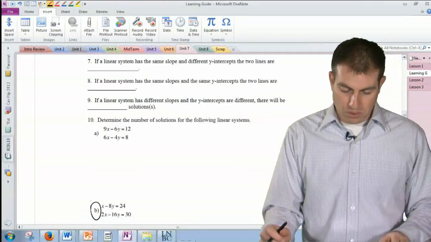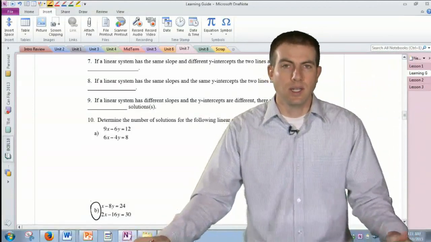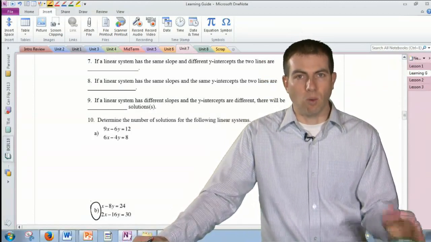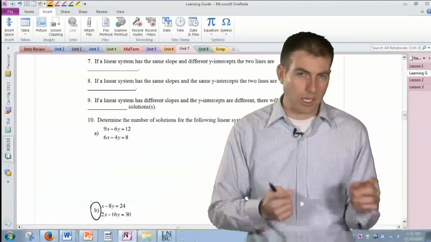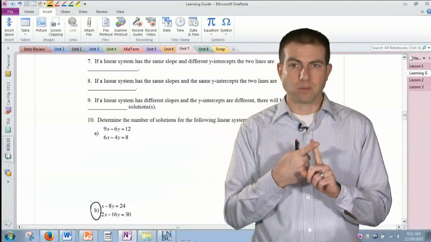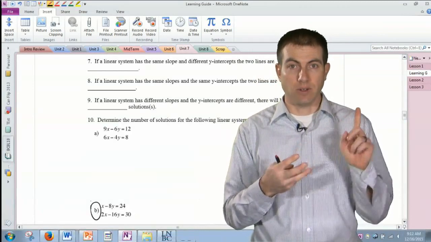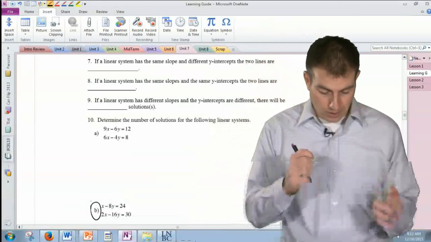So it says determine the number of solutions for the following linear system. So with a question like this, we're not actually solving the system. We don't need to find out what the solution is. It just says how many solutions are there. Remember, there's 3 scenarios. We can have one solution, and we can have 0 solutions, and we can have infinite solutions. So those are the 3 scenarios we can run into.